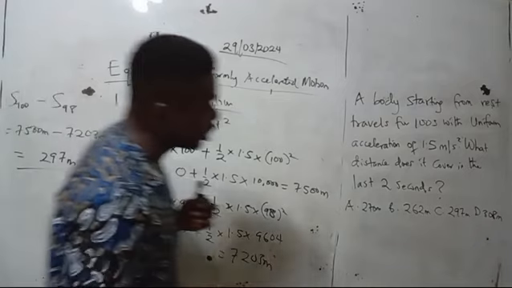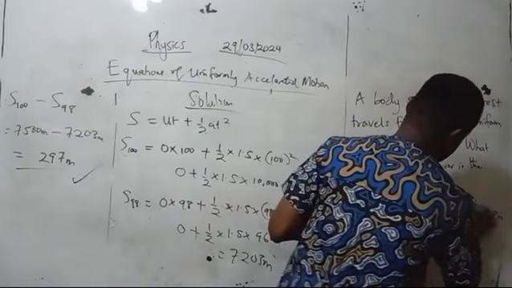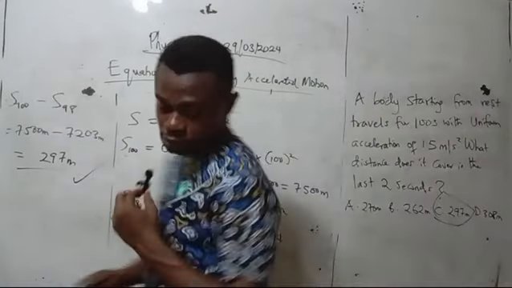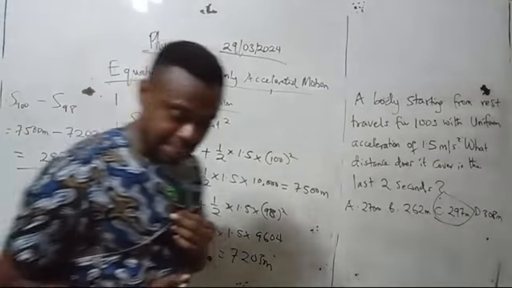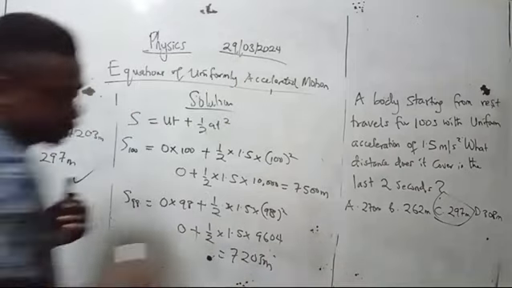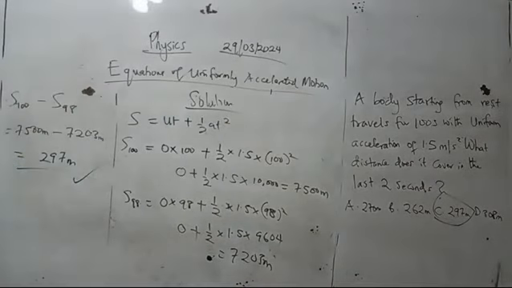So let's see whether the option is there. It's option C, 297 meters. So the answer is what? 297 meters. The answer is 297 meters.